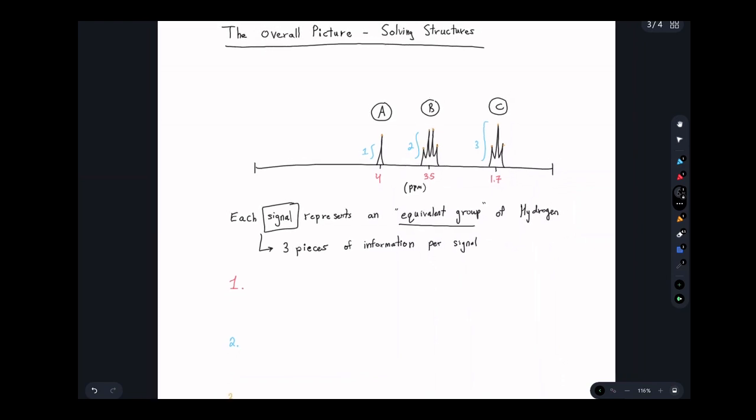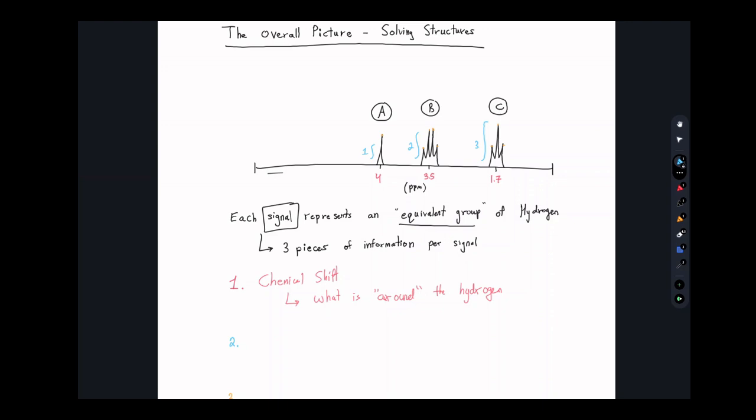First is the location of that signal along that x-axis. We call this the chemical shift of the signal. Briefly, this gives us information about what is around the hydrogen. Right? Is it connected to electronegative atoms like oxygen? Is it connected to something like a benzene? We don't get perfect information with chemical shift, but it gives us some idea about what is around these hydrogens. One piece of the puzzle for each signal, clearly not enough to be very confident.